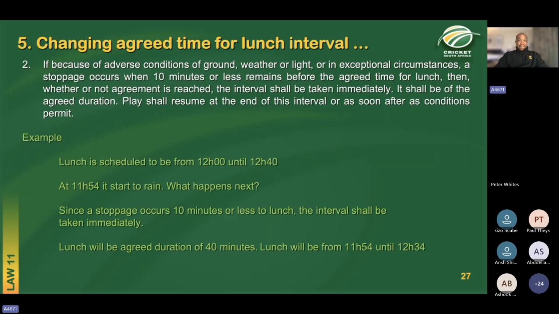Okay. No overs will be lost. Of course, that is if there is no rain after the lunch break. First ball after lunch to be bowled at 12:34 if conditions permit.